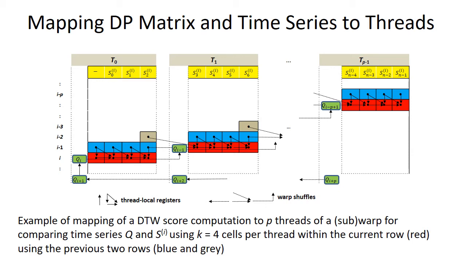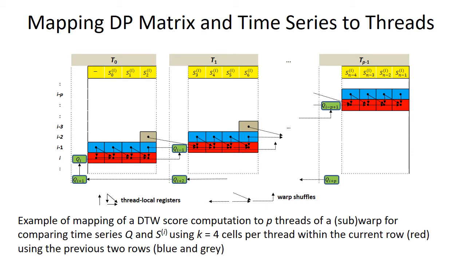Here is a diagram illustrating the mapping of DP matrix cells, and their computation, to threads. In this example, we have P threads of a warp or subwarp, and we compare time series Q and S_i, and we use here K equals 4, so this is an important parameter. So 4 cells per thread of the current row are computed at the same time. And in this example, these are the red cells.